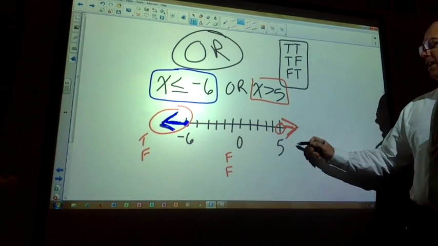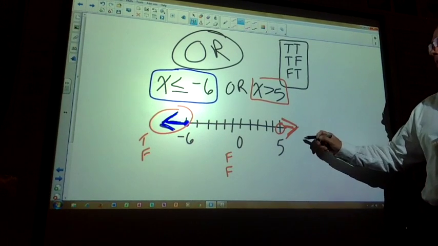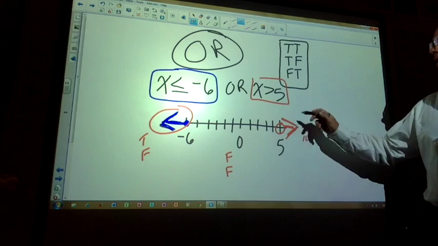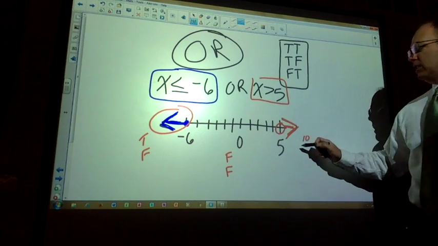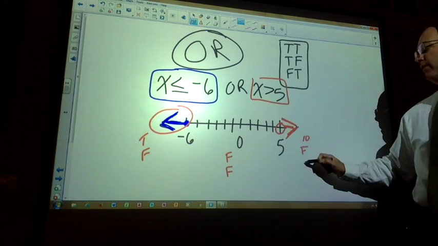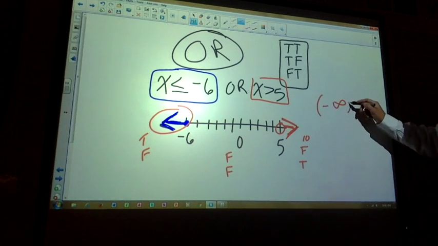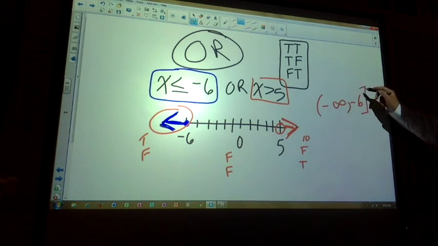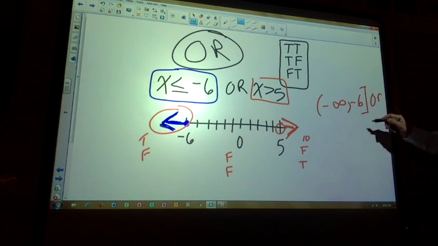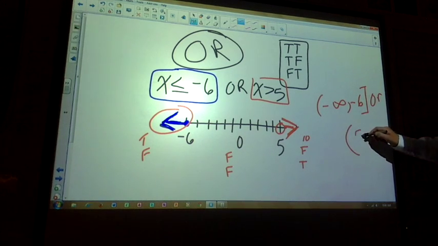Then if I were to pick, say, 10 over here, 10 is less than -6. That's false. But 10 is greater than 5 is true. So our solution here is going to go from negative infinity to -6, or 5 to infinity.